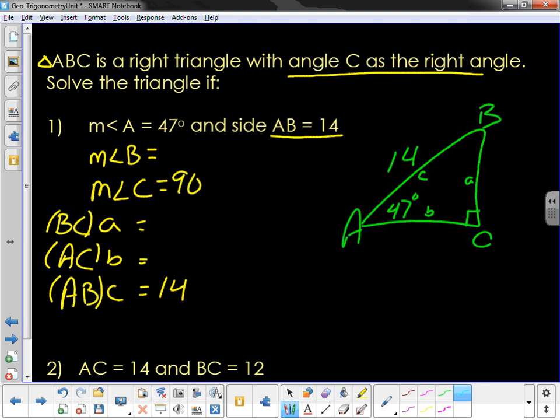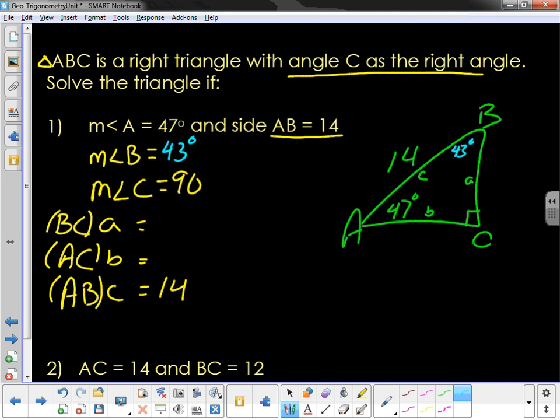So what that tells me is I should be able to figure out angle B because I already have two of the three angles in the triangle. Well, 90 and 47, okay, we can go on to that. Or I can just say, hey, A and B have to add up to be 90. So 90 minus 47 is 43 degrees. So angle B is a 43-degree angle.